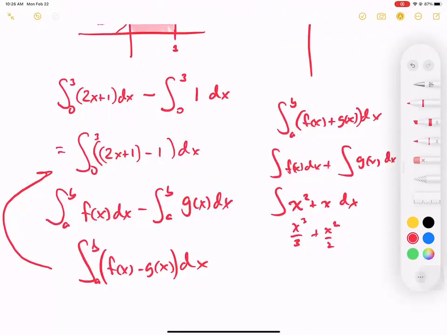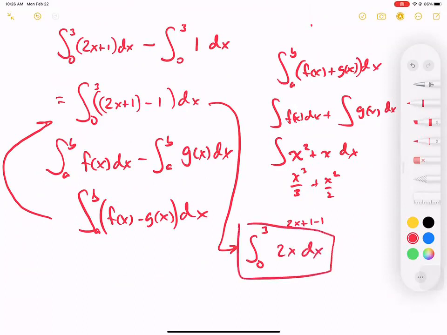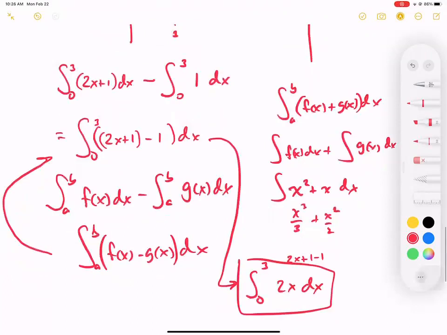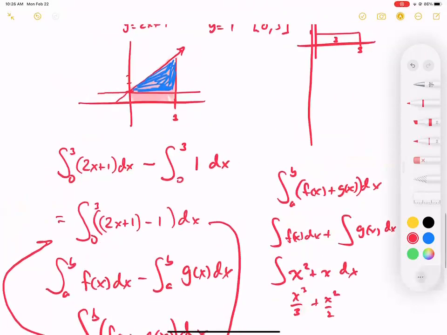Now, in this problem, we could simplify it a little bit, right? And just to show you that this would have given us the right answer, I'm going to simplify so you guys don't have to spend a lot of time on your calculators. But 2x plus 1 minus 1, the 1's cancel out, so we have 2x dx. Go ahead and write this in your calculator quickly and tell me what the answer is. And I'm going to come back here and find out what the area is.